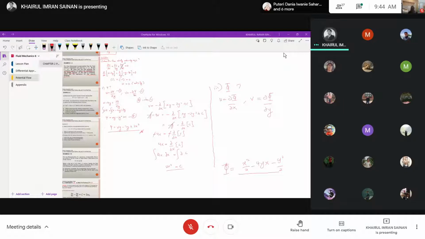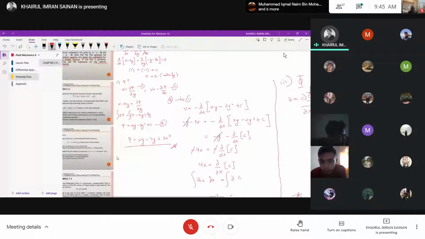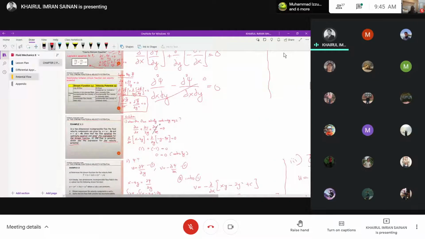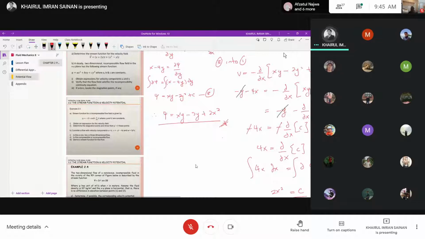So remember, get back to this equation, this problem. The U and V come from actual observation of fluid flows. Meaning you have fluid flows in the U direction and V direction. So what we do from there is determine the stream function and velocity potential. Here, what you do is calculate what is the stream function and what is the velocity potential.